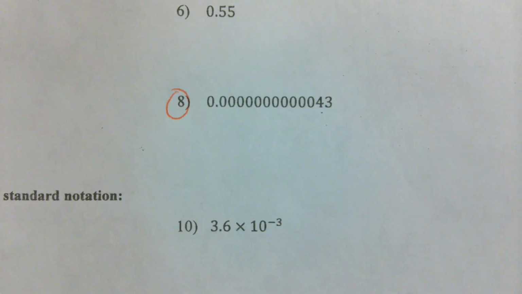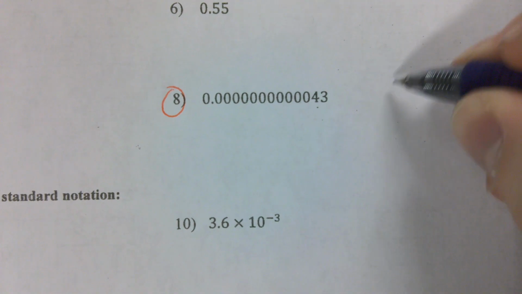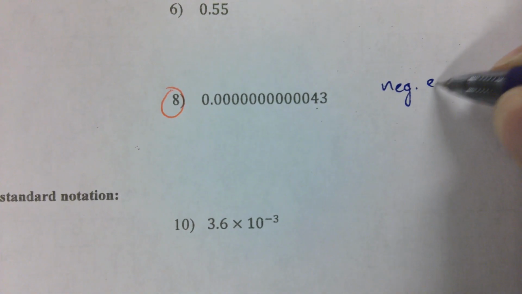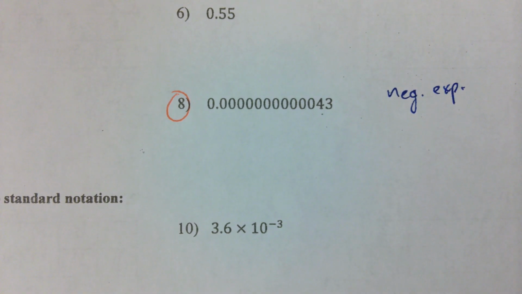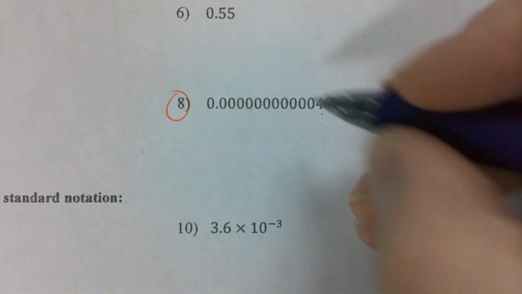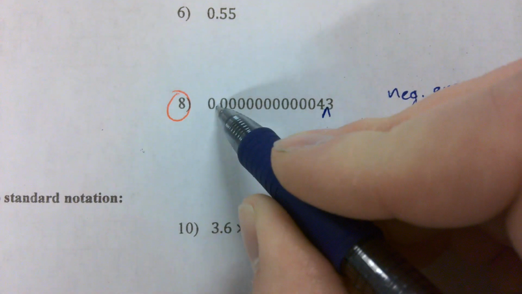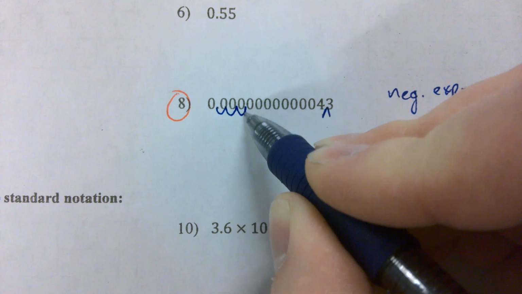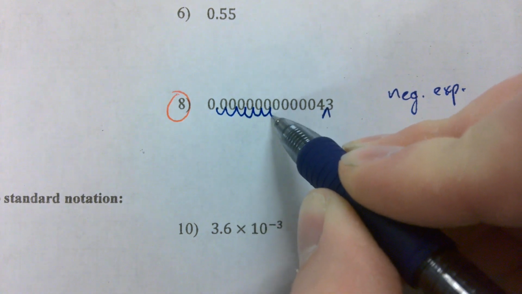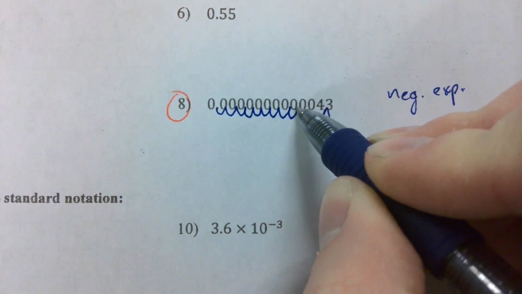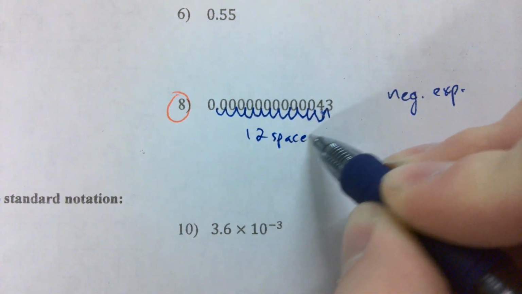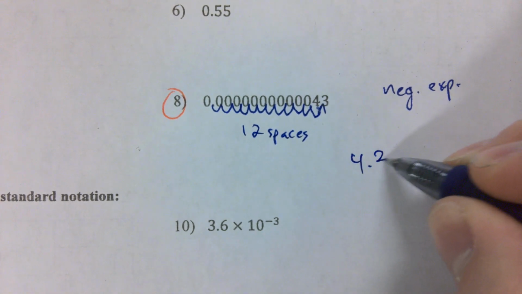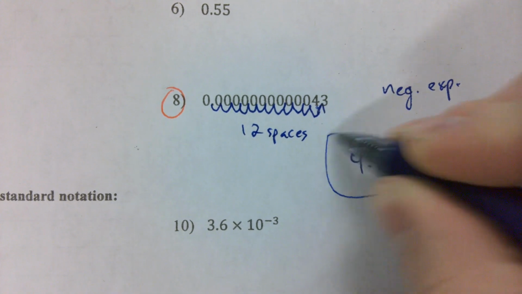Down to 8. Now this is a super duper small number. There's a bunch of zeros in the front, so we know we're going to have a negative exponent here as well. Where do I want my decimal point to end up in number 8? Between the 4 and the 3. So let's count it over. 1, 2, 3, 4, 5, 6, 7, 8, 9, 10, 11, 12 spaces to the right. Gives me 4.3 times 10 to the negative 12.